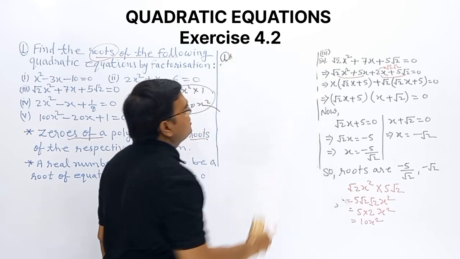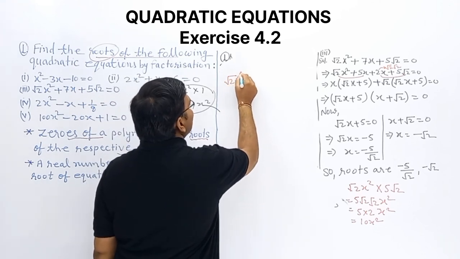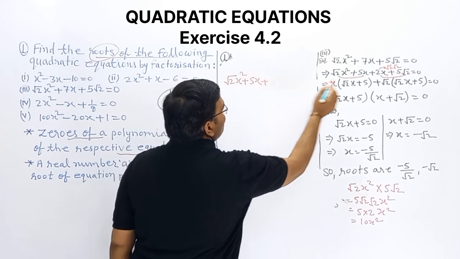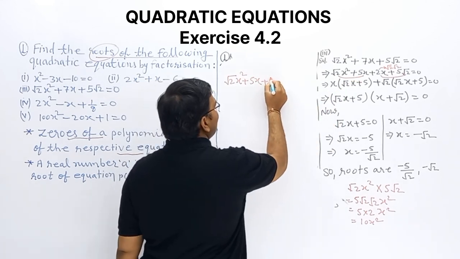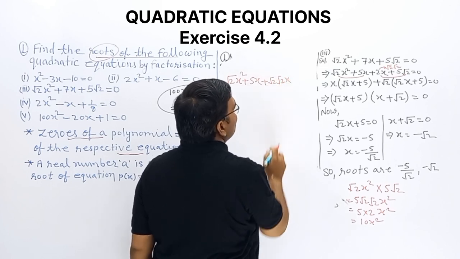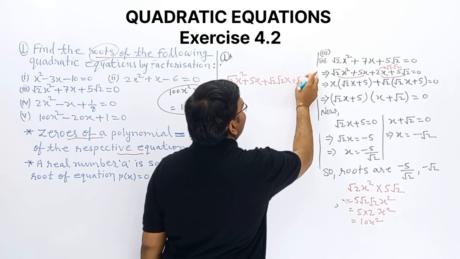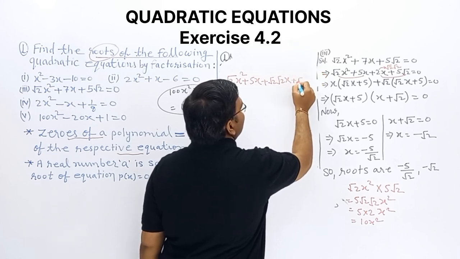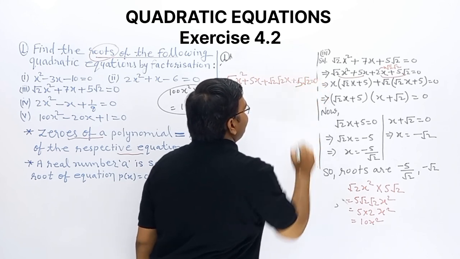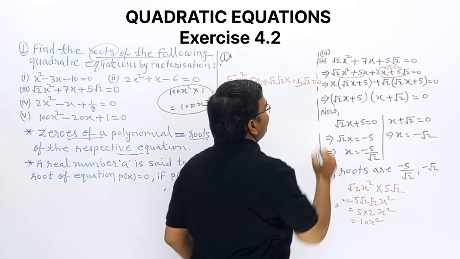Observe carefully. Root 2x square plus 5x plus 2x can be written as root 2x into root 2x plus 5, plus root 2 into root 2x plus 5, equal to 0.